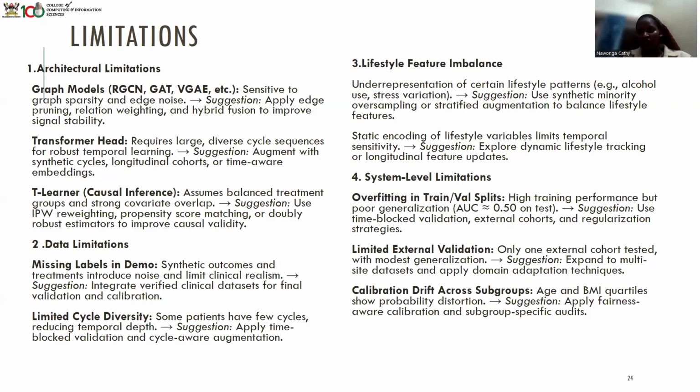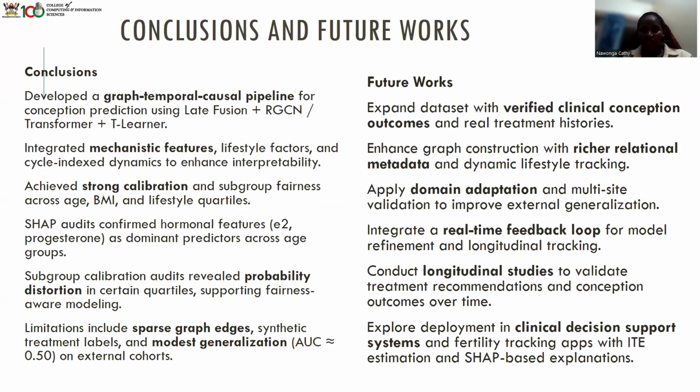Every model obviously has its blind spots. We've identified limitations in graph sparsity, temporal depth, causal assumptions, and data imbalance. There's going to be a need for supervised learning, richer lifestyle tracking, and multi-state data sets. In conclusion, we built a graph temporal causal pipeline with late fusion. It achieved interpretability, fairness audits, and subgroup calibration. In the future, we hope to expand our data sets, improve graph construction, and do domain adaptation.